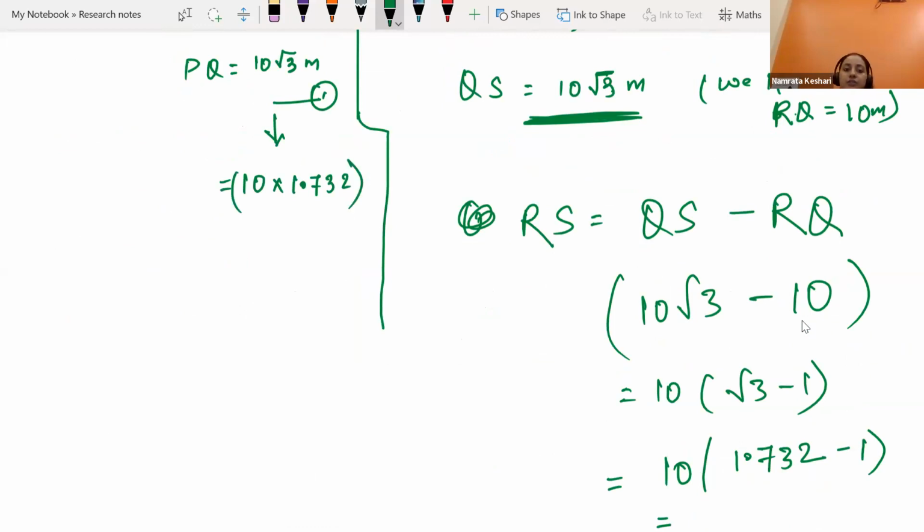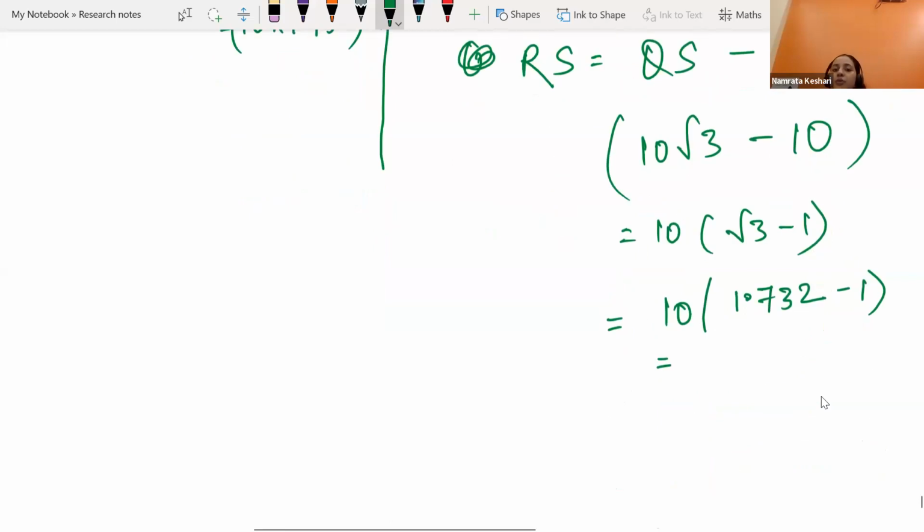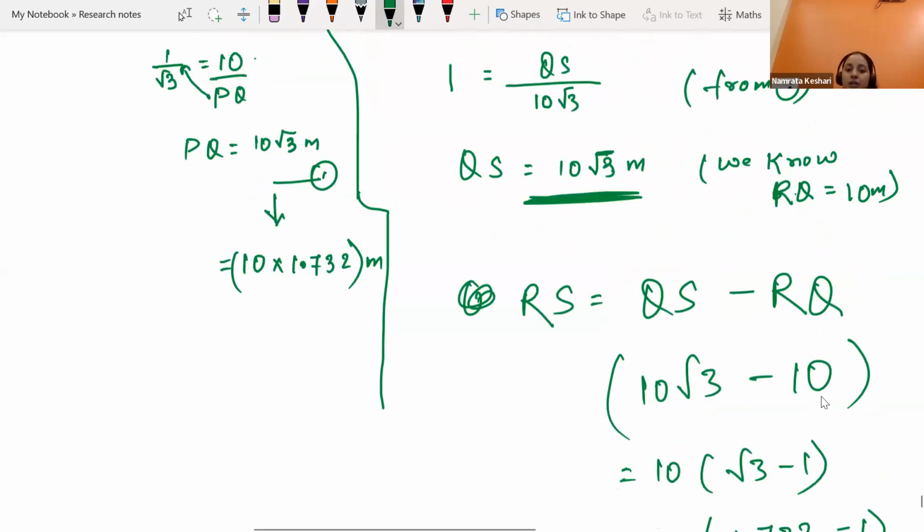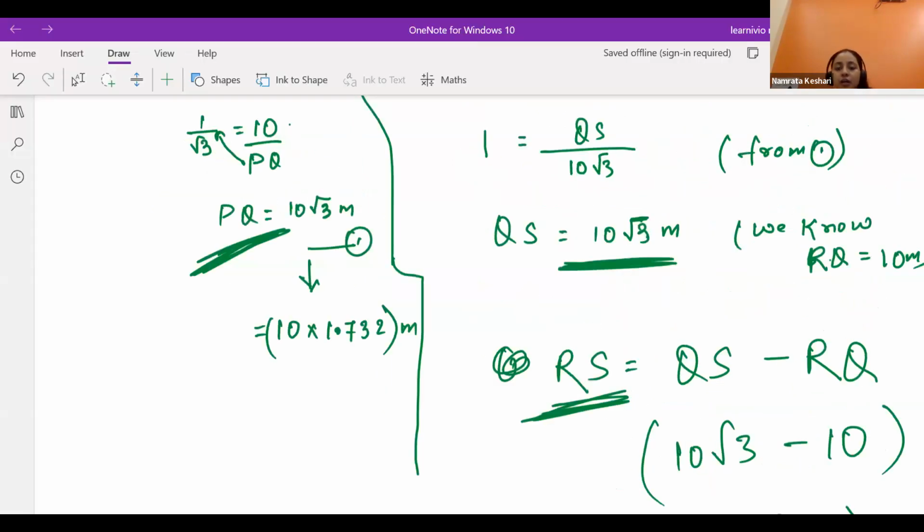That much meter we are having. Any confusion? Calculation part you will be able to perform, right? RS we have found and PQ. Getting it? Is it crystal clear to all of you? Zunad, Arish, Ifra, Aisha, Alvina, Abdul.